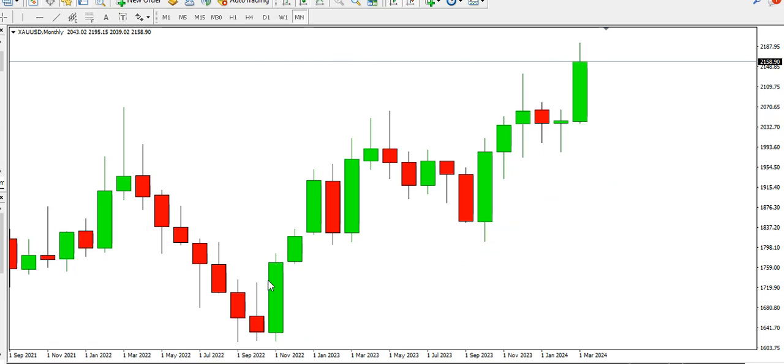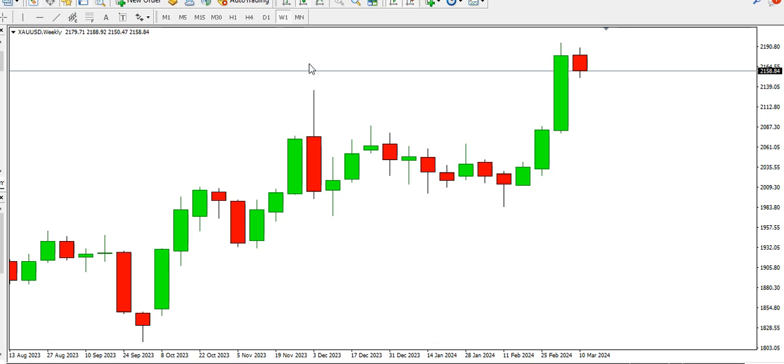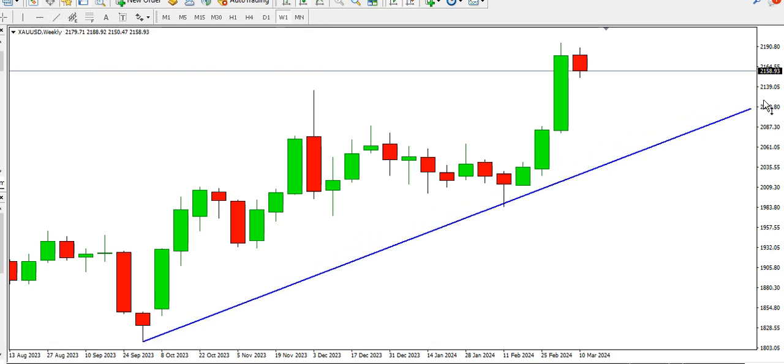Also the momentum is strongly bullish. Especially around this area, we have few red bars, mostly green candlesticks. On the weekly time frame, it's strongly bullish. Momentum is strongly bullish. Few red candlesticks, but more green candlesticks, and they are quite longer, showing the strength of the buyers.